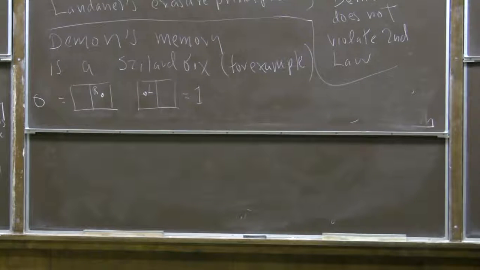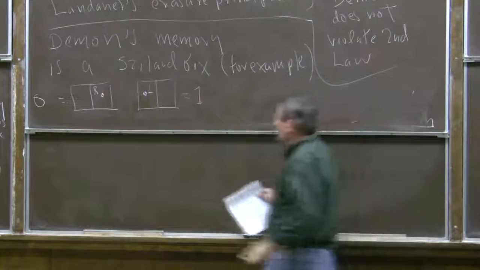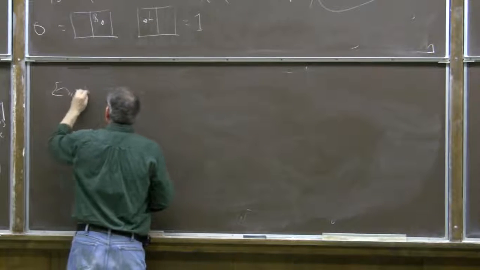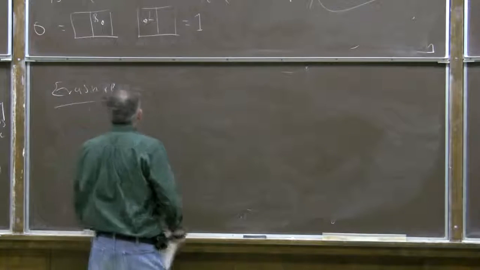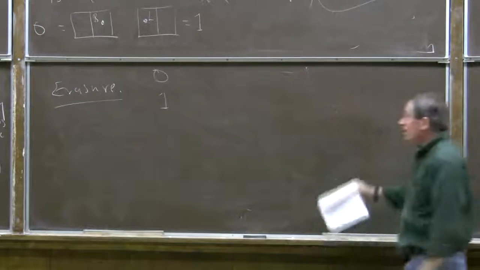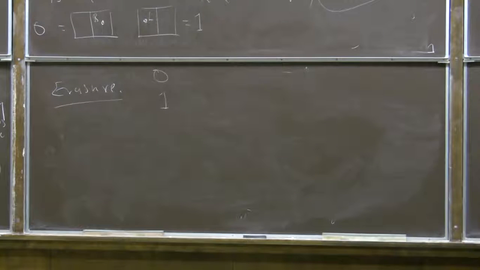How do you erase a bit? Well, in this case, I have to do some physical process which, irrespective of whether the initial recorded value was 0 or 1, will take the bit to the same final value. Give me a 0, irrespective of whether I had a 0 or a 1 to begin with. So that's what erasure is. It's a map from a bit to a bit, and no matter whether the bit is originally 0 or 1, it maps it to the same value. Let's call that 0.